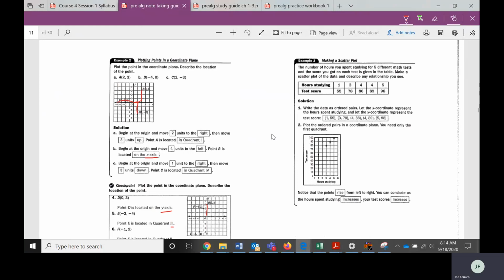So let's read through it, and then we'll look at what a scatter plot is. The number of hours you spent studying for 5 different math tests, and the score you got in each test is given in the table. Make a scatter plot of the data to describe any relationship you see.